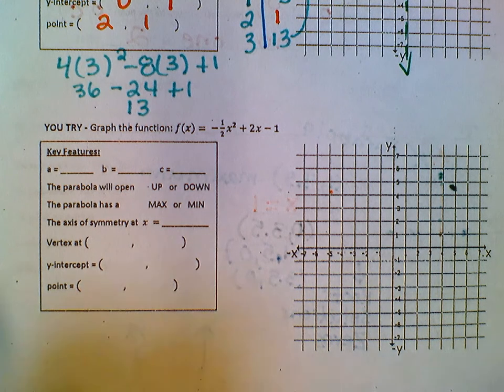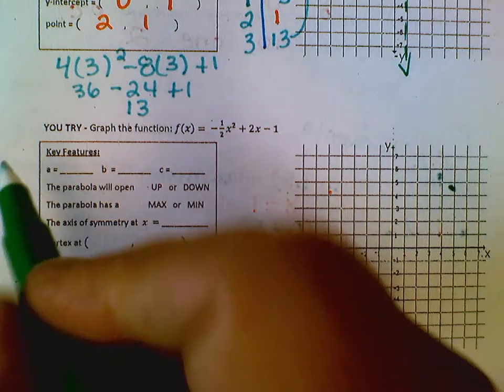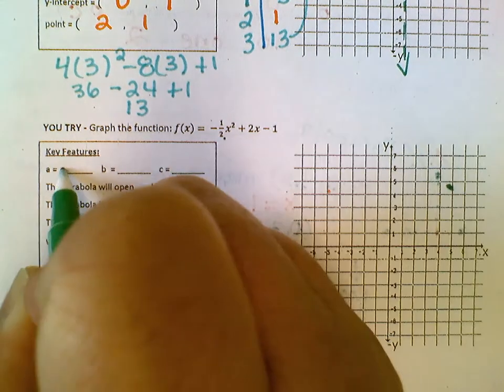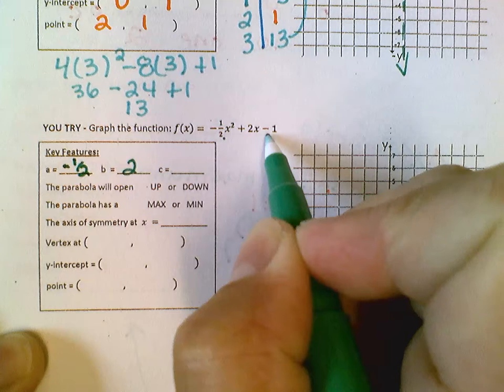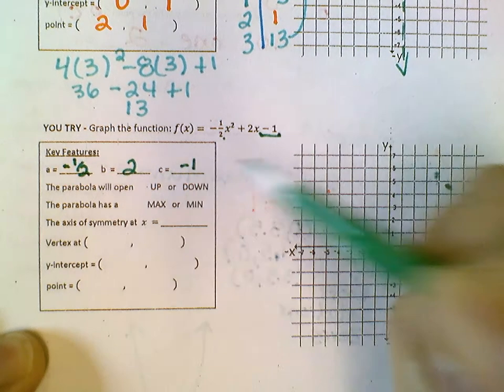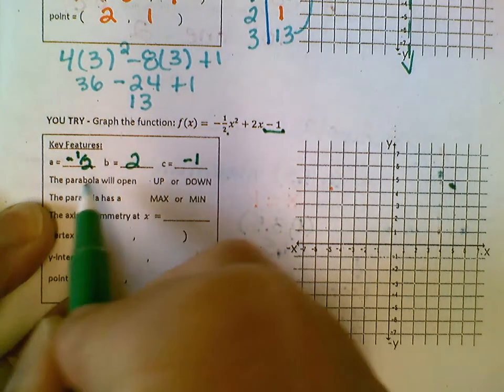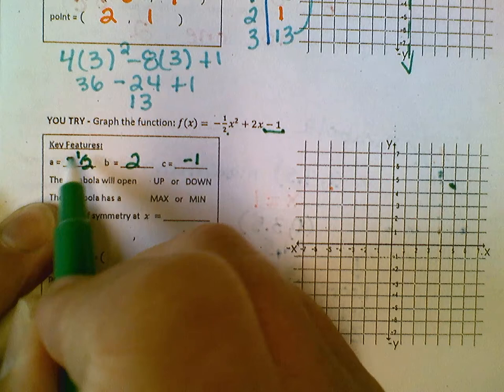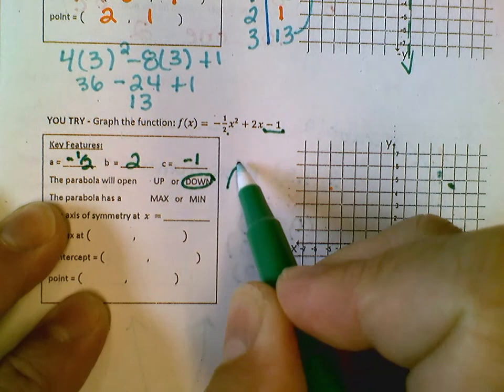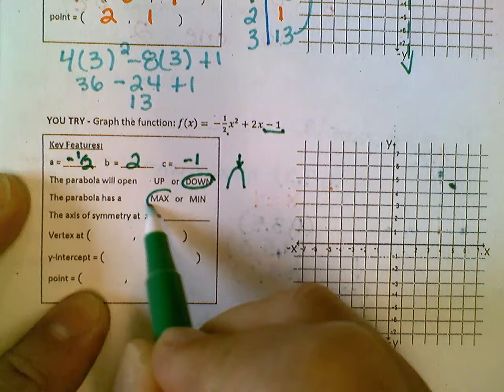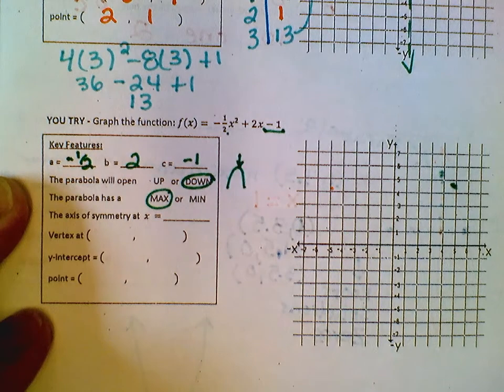Okay. So I'm going to identify my key features. So my a is negative 1/2, my b is 2, and my c is negative 1. Because my parabola has a negative in front, I know it's going to open downward. And because it opens downward, that means I have a maximum point at the vertex.